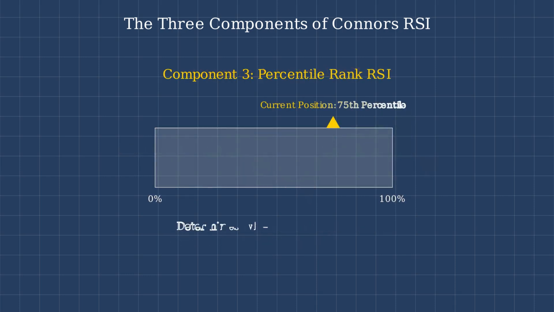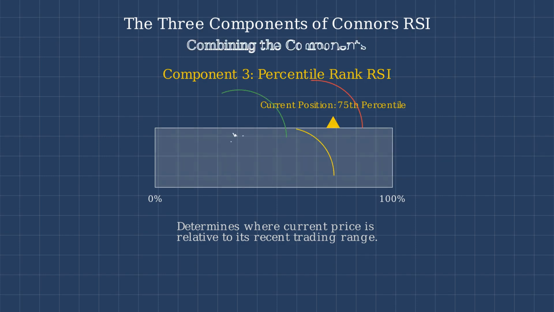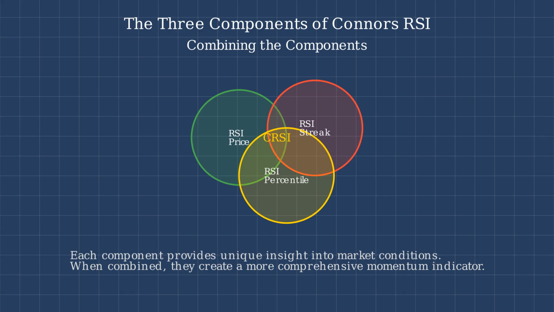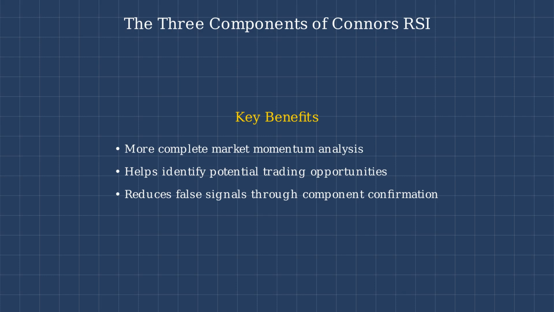The third component is the percentile rank RSI, which evaluates where the current price is positioned within its recent trading range. This helps identify extremes in price. When these three components are combined, they create a more robust indicator that provides multiple perspectives on market conditions. The key benefits of using Connors RSI include more comprehensive market analysis, better identification of trading opportunities, and reduced false signals through component confirmation.